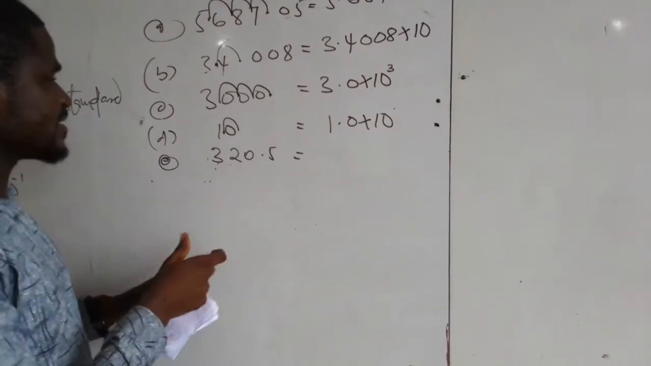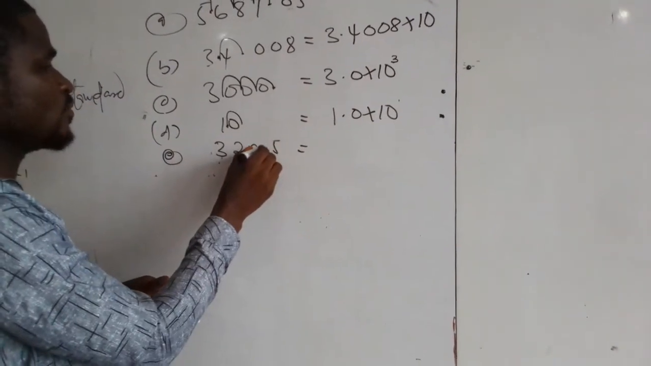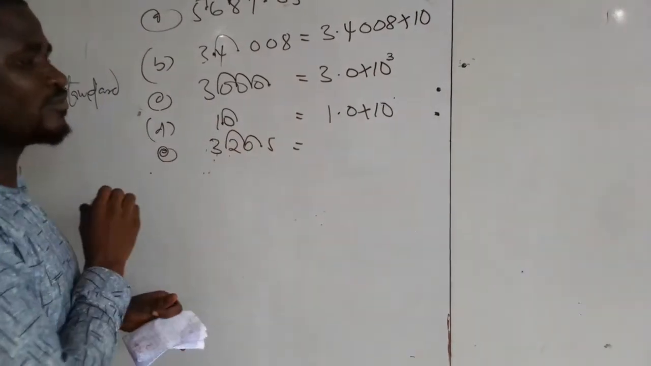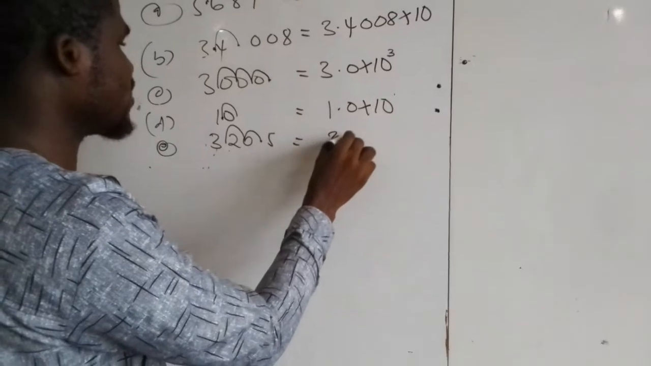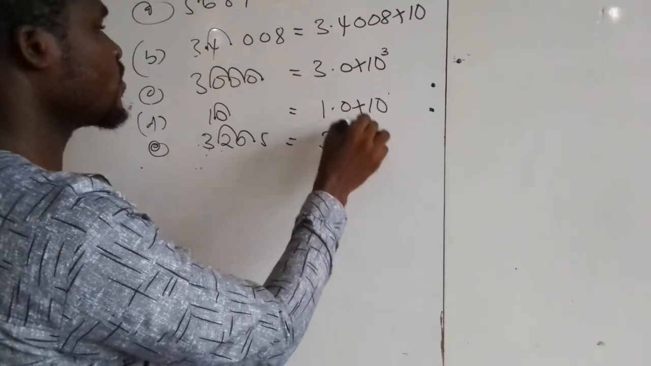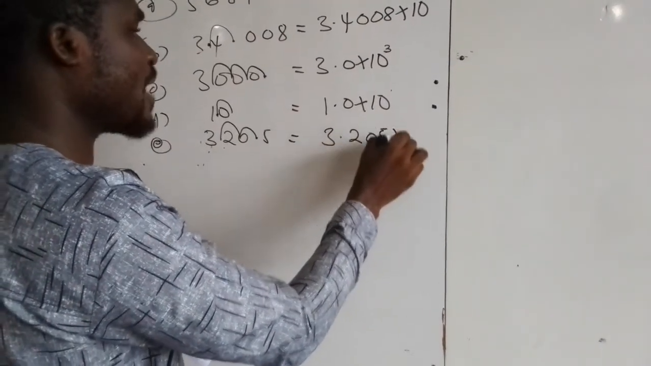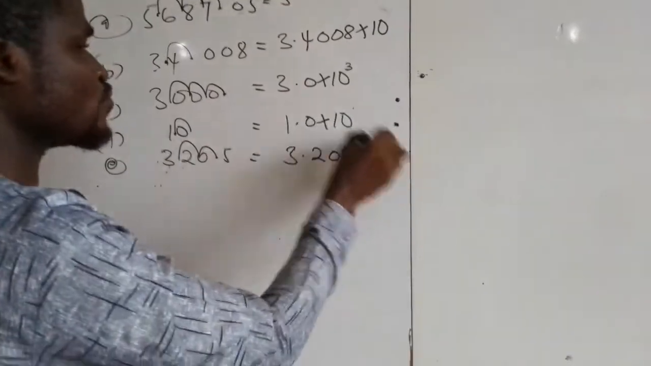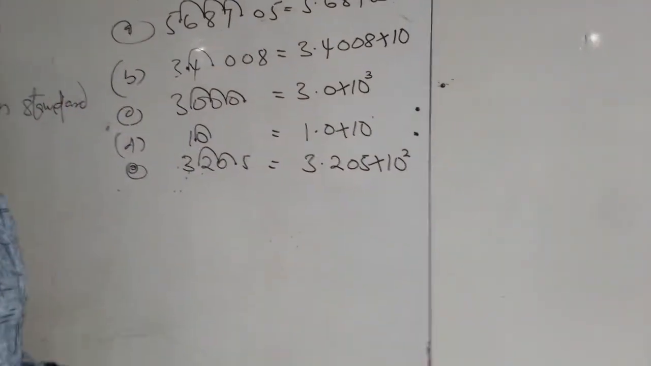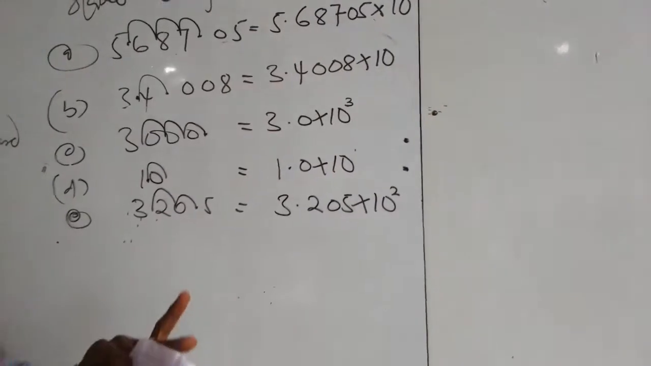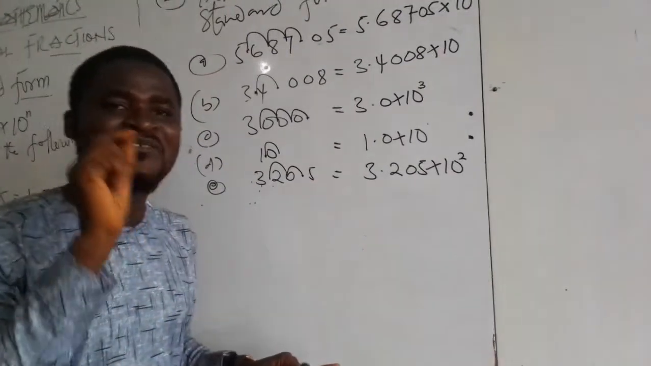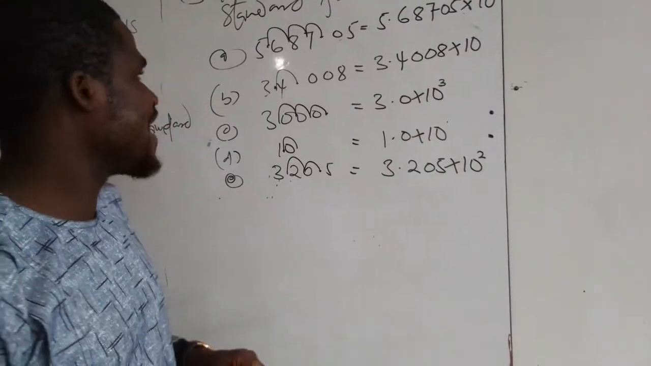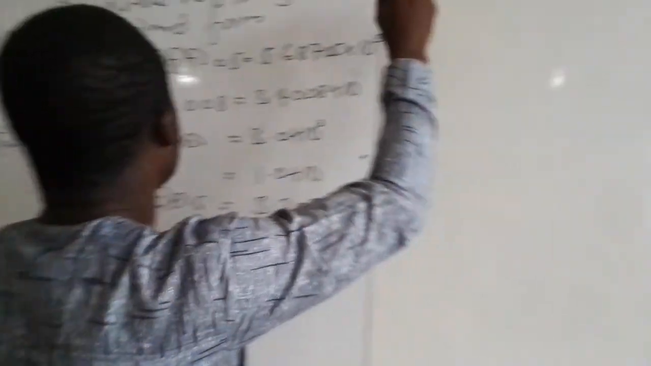Good. Now let's come to the last example. That example says: 1, 2. I moved twice. So I'm going to have 3.205 times 10 exponent 2. Have you gotten all the steps? Please don't forget the rules. The rules are very important.